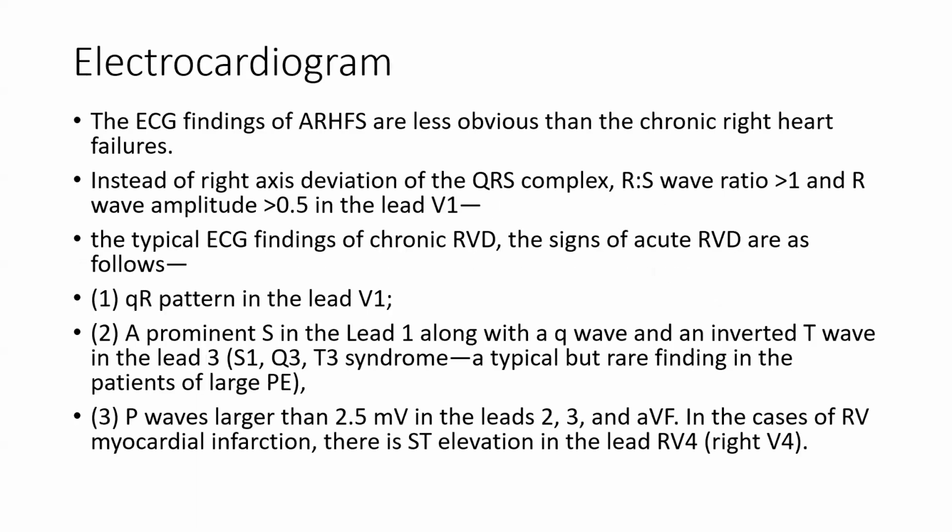About ECG: findings are less obvious than in chronic heart failure. Instead of right axis deviation of the QRS complex, the R by S wave ratio is more than 1, and R wave amplitude is more than 0.5 in lead V1. The typical ECG findings of chronic RVD and the signs of acute RVD are as follows. QR pattern in lead V1, prominent S in lead 1, along with Q wave and inverted T wave in lead 3.